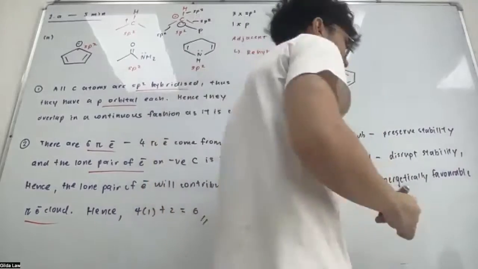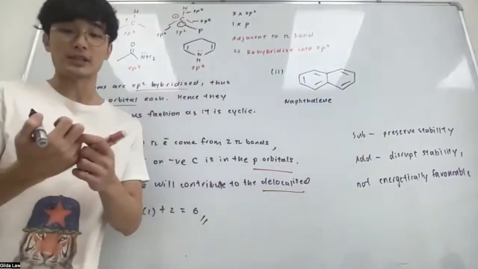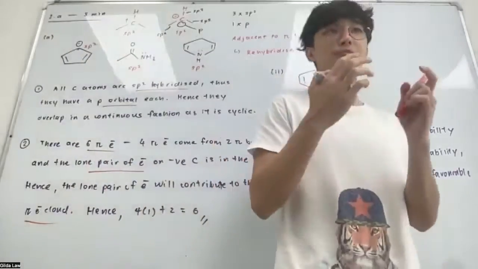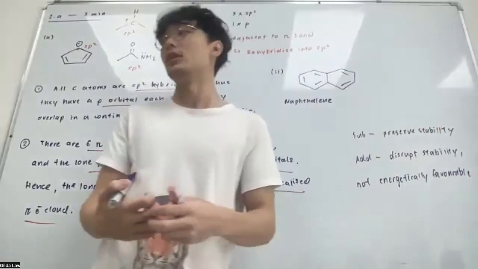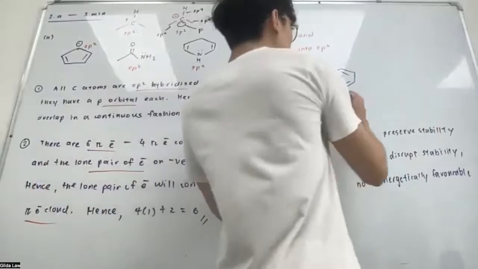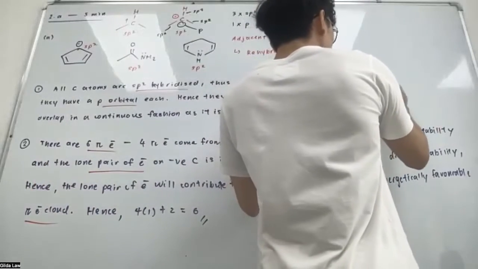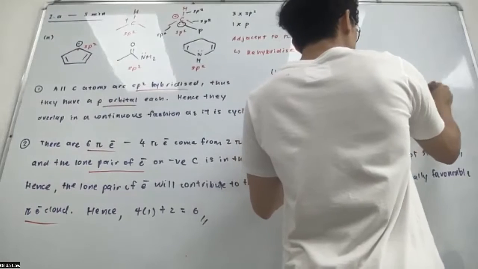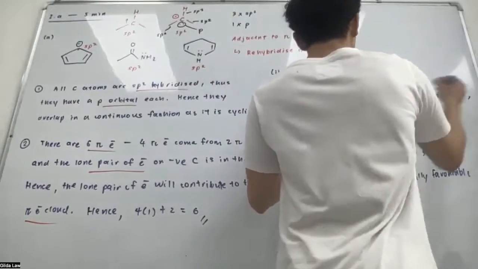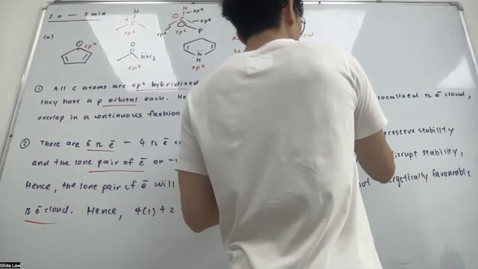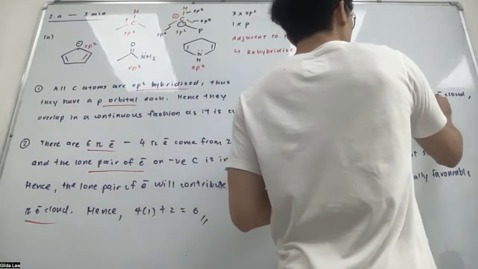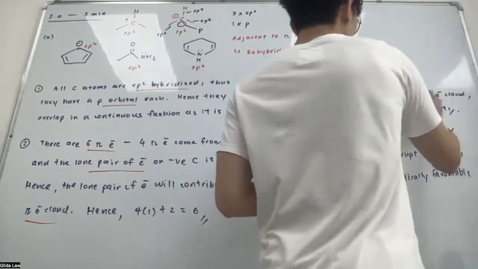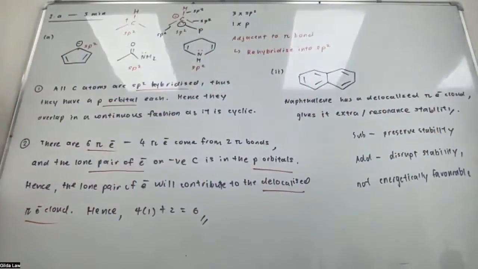So next time, the trick is this. Whenever they ask you to explain a particular structure, you must make reference to the structure. Attempt to make reference to it. At least they will see your effort in doing so. Don't just give me a template answer here. So naphthalene has a delocalized pi electron cloud or pi electron system, which gives it extra stability. You can say extra or resonance. Again, these are additional stability to the compound. Then you can tell me that substitution must preserve it, addition will disrupt it, which is not favorable. Okay, then that's the final answer.